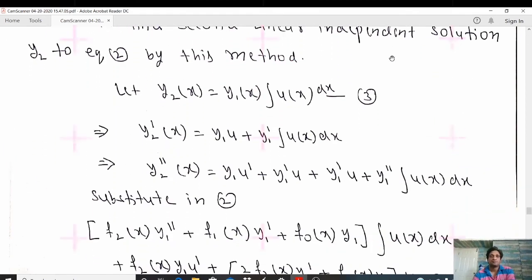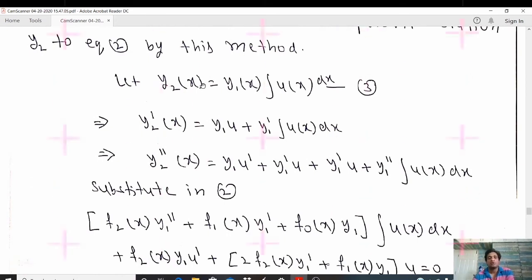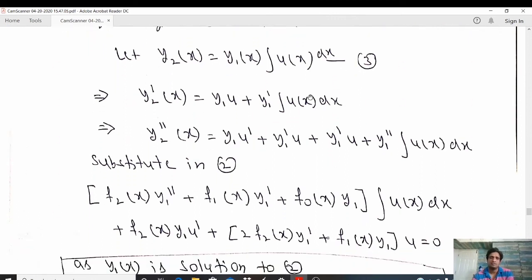So y2, we are assuming y2 is equal to y1(x) times the integration of u(x) dx. Here, what are the known functions to us? y1(x) is known, we don't know u(x), and y2 will be the integration of u(x). So first we find u(x), then automatically the integration of u(x) we can easily find.